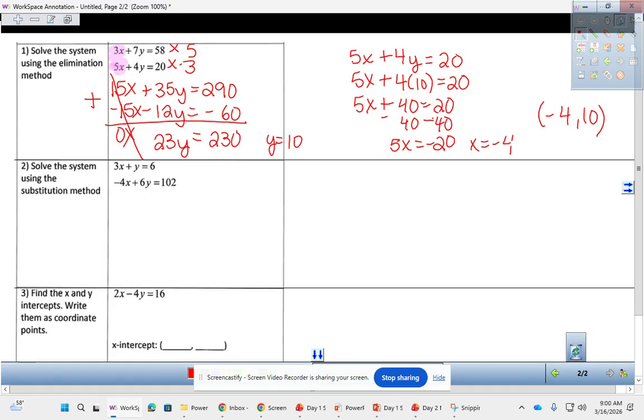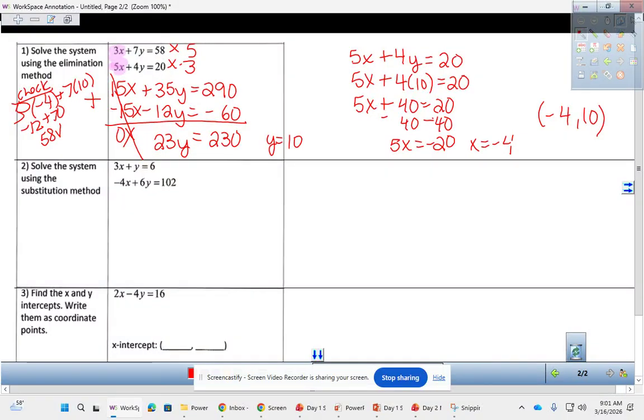Now, this is a midterm, right? It's worth 10% of your overall grade. So I recommend checking your answer. To check your answer, I'm using the top equation, 3 times negative 4 plus 7 times 10 is what I'm checking. So negative 12 plus 70 equals 58, right? So just a quick check to check your work, since it is a midterm.